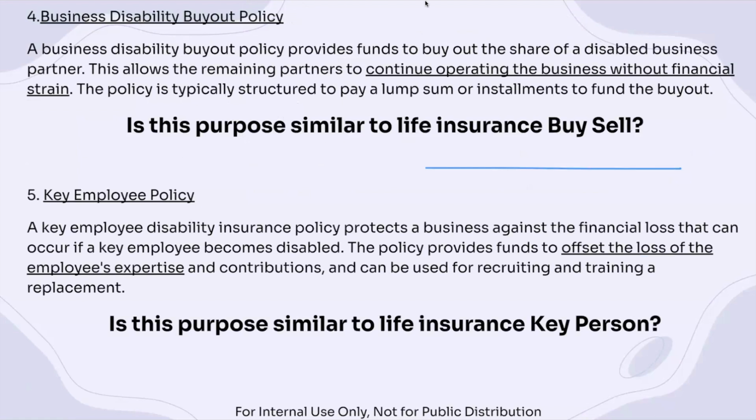Okay. We can also look at the business disability buyout policy. When we talked about life insurance, we looked at something really similar, the life insurance buy-sell. This policy provides funds to buy a share of a disabled business partner, which allows the remaining partners to continue operating the business without financial strain. So if one business partner becomes disabled, the other business partner can utilize the funds from this policy to continue running the business effectively.